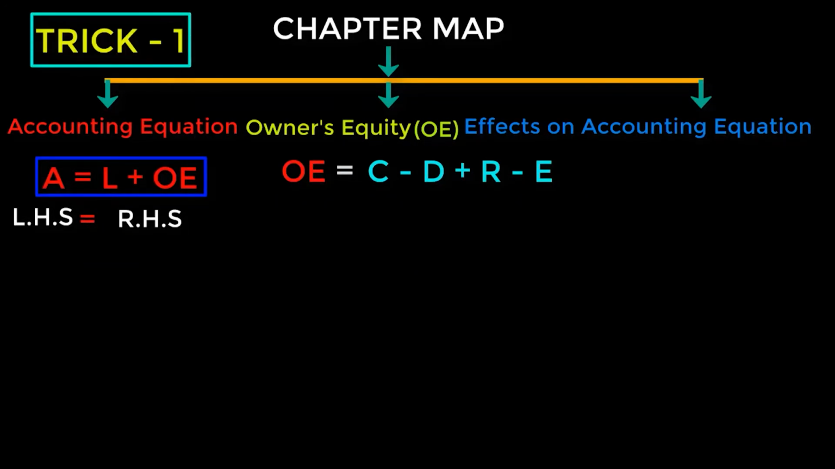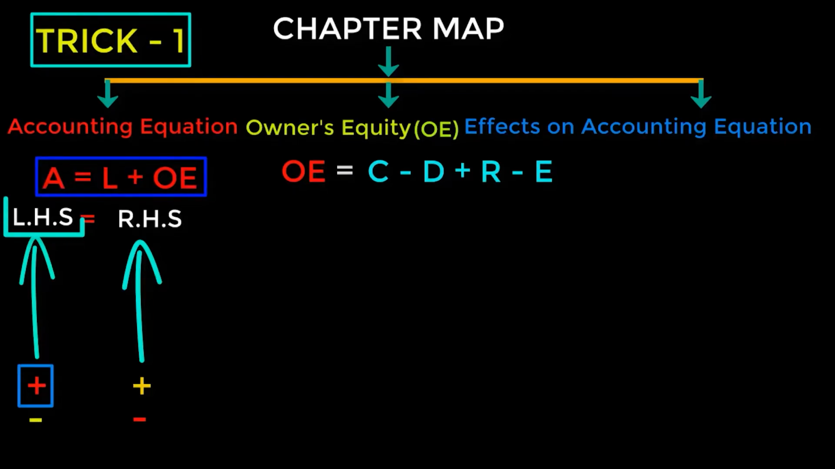Trick 1. When the 2 sides of the equation get changed and if we get plus in one side, then the other side must be plus. And again, if we get minus in one side, then the other side must be minus. That means if we get plus here in this left hand side, then automatically this right hand side will be plus. Or if we get plus here in this right hand side, then automatically this left hand side will be plus.